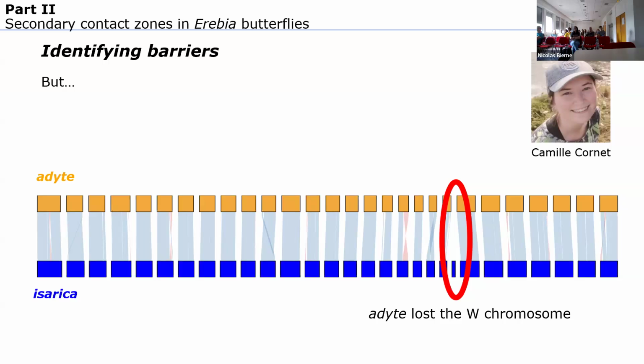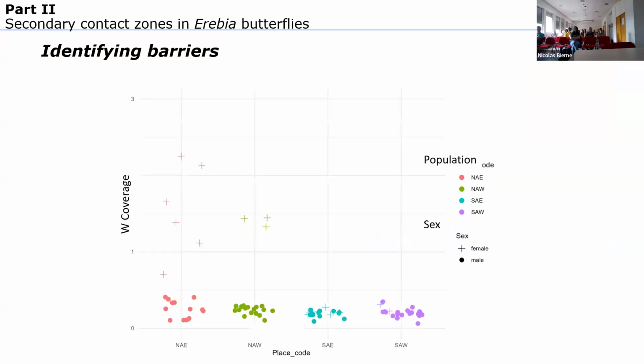And when we saw that, the first thing we did is we went back to the -80 to check if we really sequenced a female. And I can assure it's a female. We took our resequence data, aligned it, and so this is for allopatric sites. We see that the allopatric Isarica females all have an increased coverage, so they all have the W chromosome, whereas the Adita don't have the W chromosome.